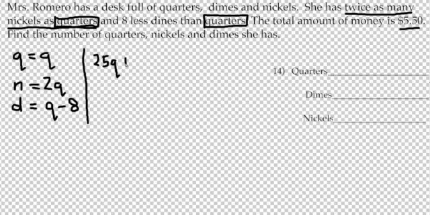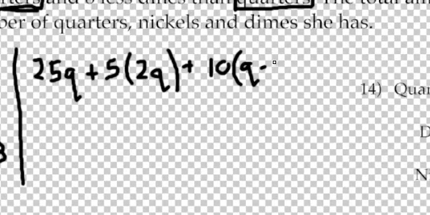Okay, with that we've got some nickels. What's a nickel worth? It's worth 5 cents. What's nickels now? It's not N, it's 2Q. Okay. And finally, what's a dime worth? A dime is worth 10 cents, but I'm not going to call it D. I'm going to call it Q minus 8. Because I've defined all these other coins in terms of quarters. I thought it was the best thing to do because I saw everything relating to quarters.